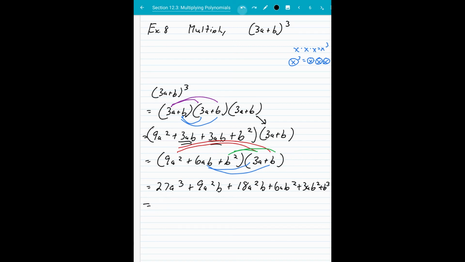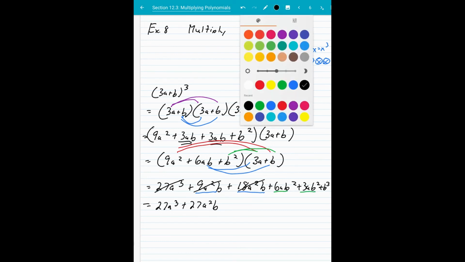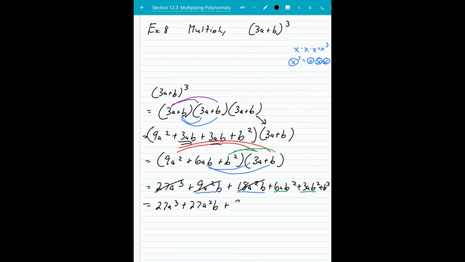This one right here, there aren't any other a cubes, so 27a to the third power. A squared b, a squared b. Those two can combine. That makes 27a squared b. Next one, ab squared, ab squared. That makes 9ab squared. And then b to the third power is right there.